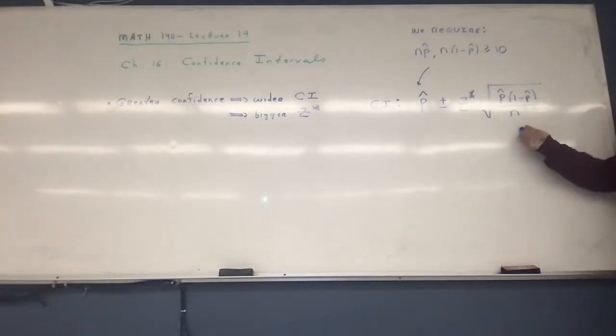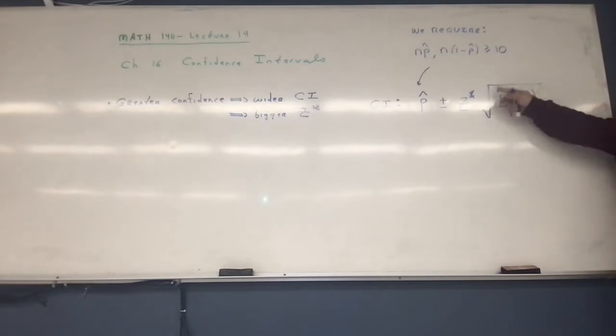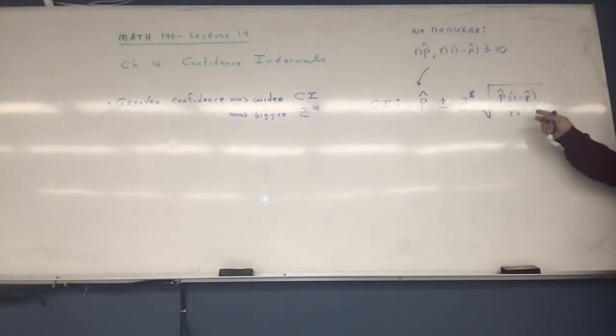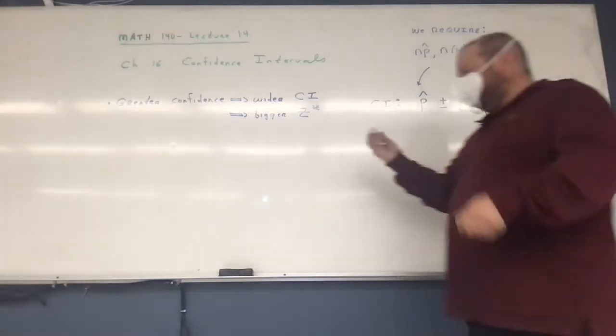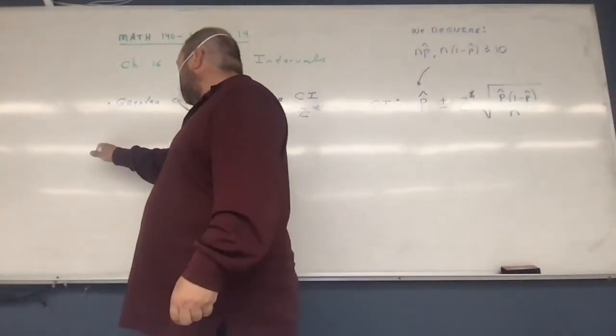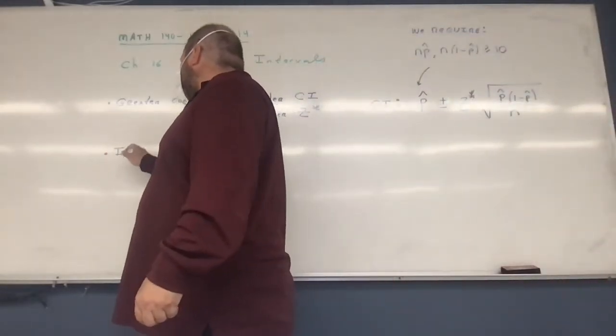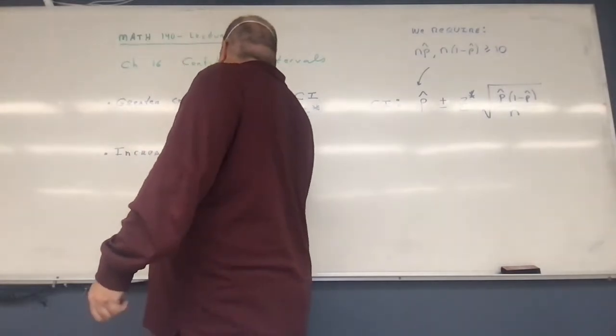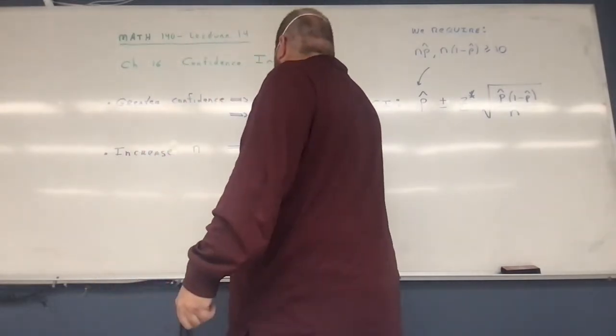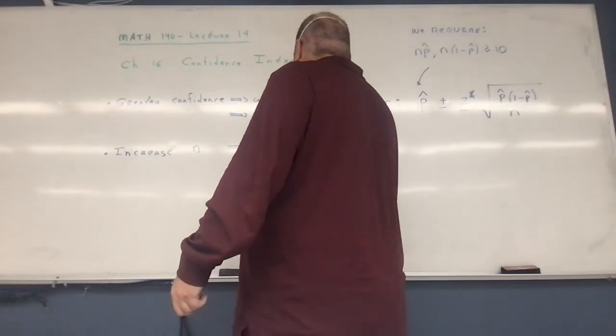n is in the denominator. If you make n bigger, if you make a bigger sample size, what does that do to this entire fraction? Make it smaller, which when you multiply by z star is again making it smaller. So if you want to have a smaller confidence interval, increase the sample size. Increasing n makes a smaller confidence interval.